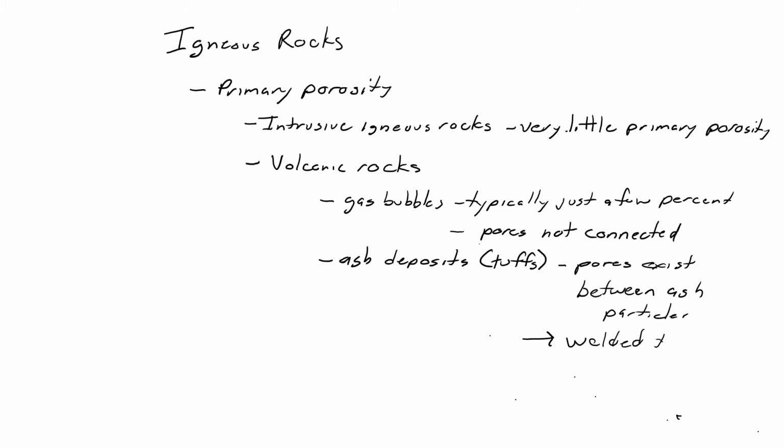We do have things that are called welded tuffs. This is where the ash is so hot that it sort of fuses itself back together. And when that happens, a lot of the space between the ash is eliminated. So it becomes a very dense rock again. So for welded tuffs, you get very little porosity.